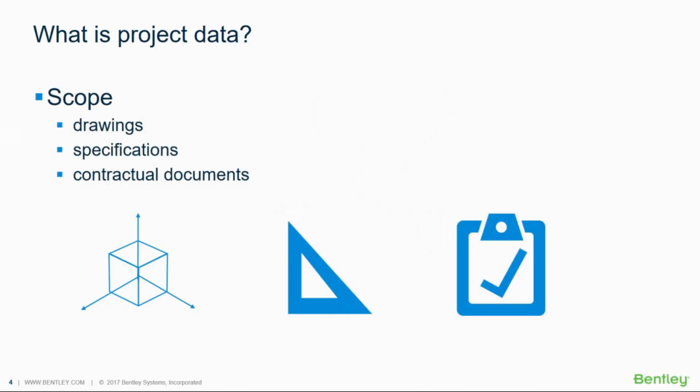So first, the scope of the project is the data that we use to outline the project and the responsibilities of each participant in that project. Those can be drawings, specifications, or any contractual documents detailing what needs to be done and who needs to do that and when they need to deliver that particular deliverable.